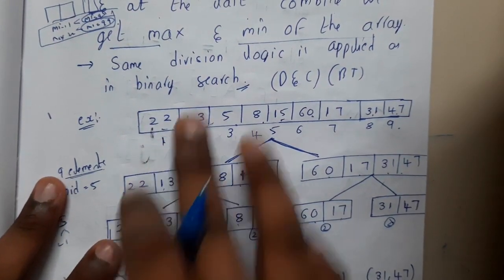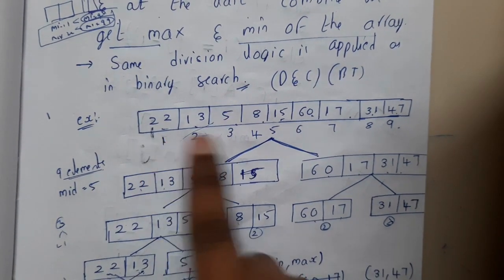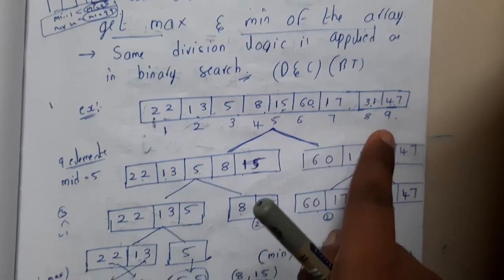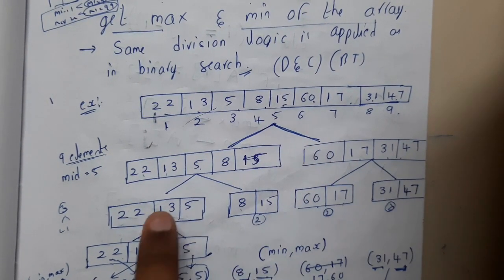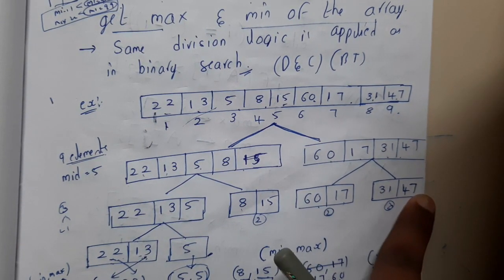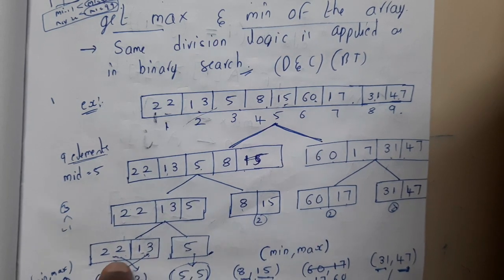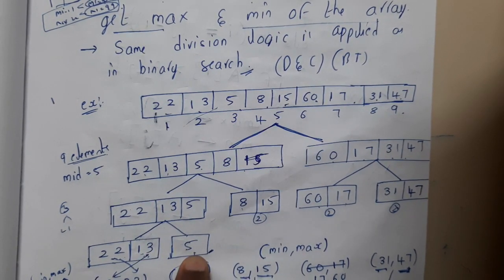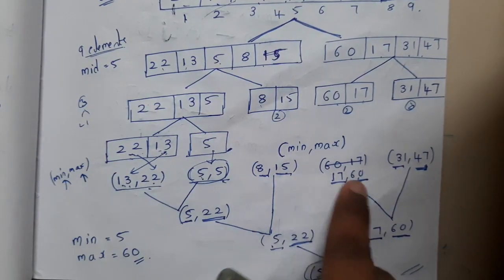I'll just explain here instead of again taking a piece of paper and writing 22 to 47. We have a total of 10 elements. We divide into two parts, 22 to 15 and 60 to 47. Again we divide into 3 elements and 2 elements, and 2 elements and 2 elements. Further dividing this into 22, 13, 5. Here we already have two elements, so there is no need to divide any further, but you will find the minimum and maximum elements there.